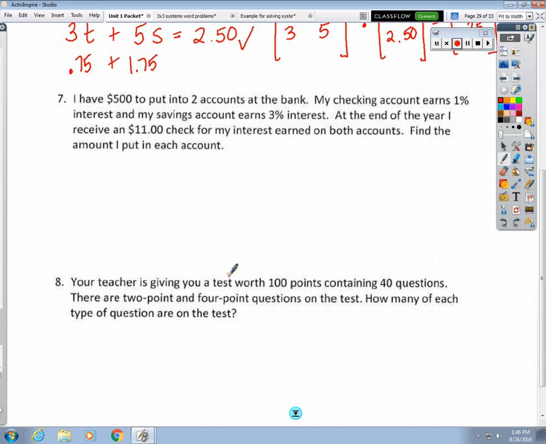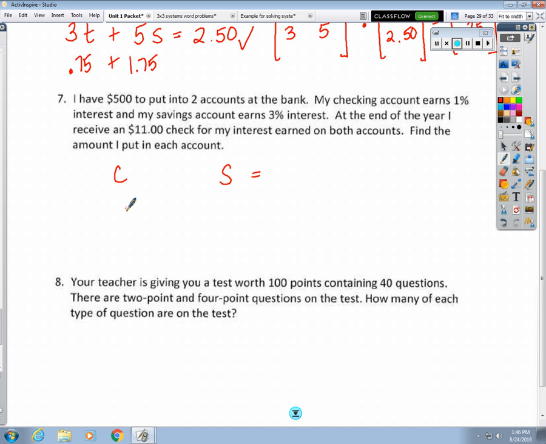All right, I have $500 to put into 2 accounts in the bank. My checking account earns 1% interest, and my savings account earns 3% interest. At the end of the year, I receive an $11 check for my interest earned on both accounts. Find the amount I put in each account. What do you want your variables to be? C and S. Either one would work. I went with C and S just because, but X and Y is also fine.